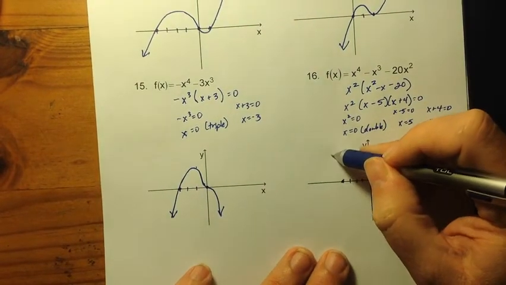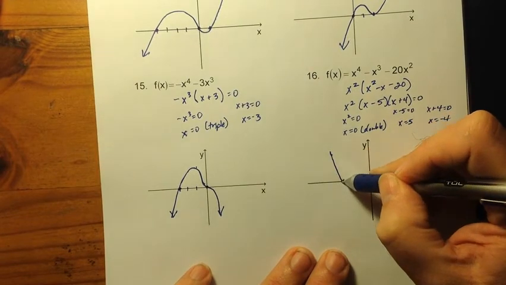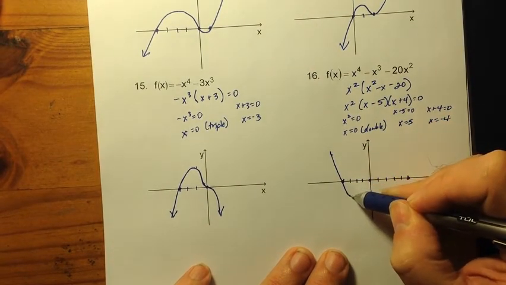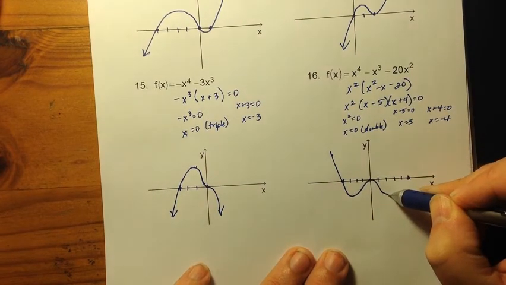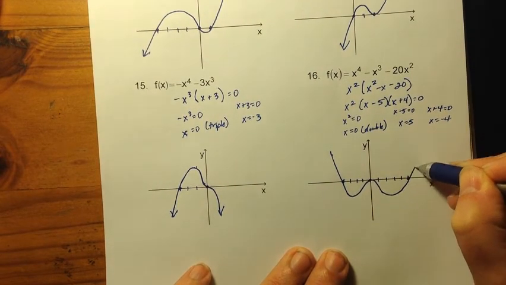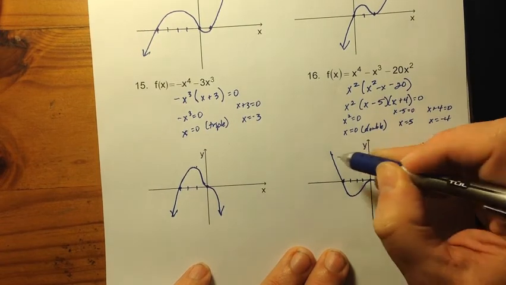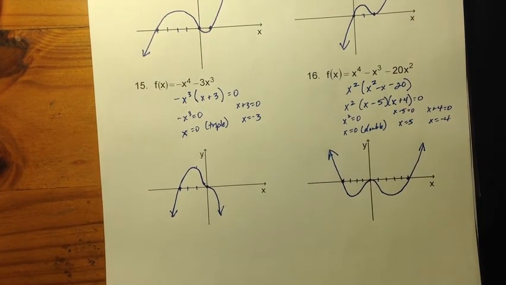So this is going to be coming down and goes straight through at negative 4. It's going to bounce off at 0, so it just touches at 0 and then turns back around, and then at positive 5, it goes right through and just keeps going up. So it should look something like that.